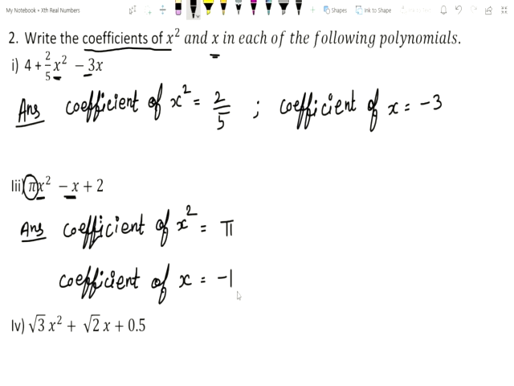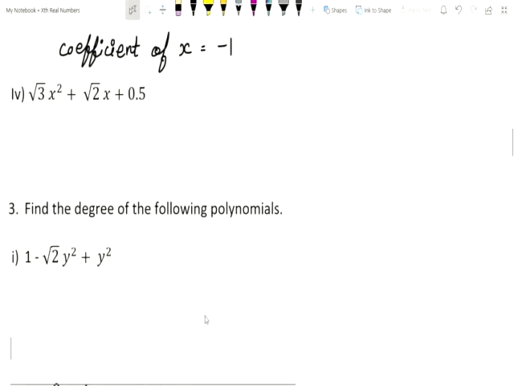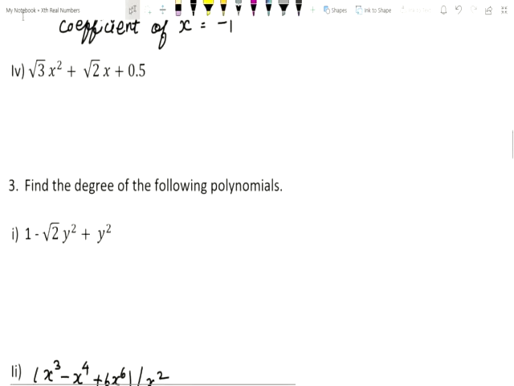Why should I write minus 1 here? Because before the x there is no number, it represents 1. Along with the sign we need to take, so minus 1 is the answer. Okay, children. So, the next one.